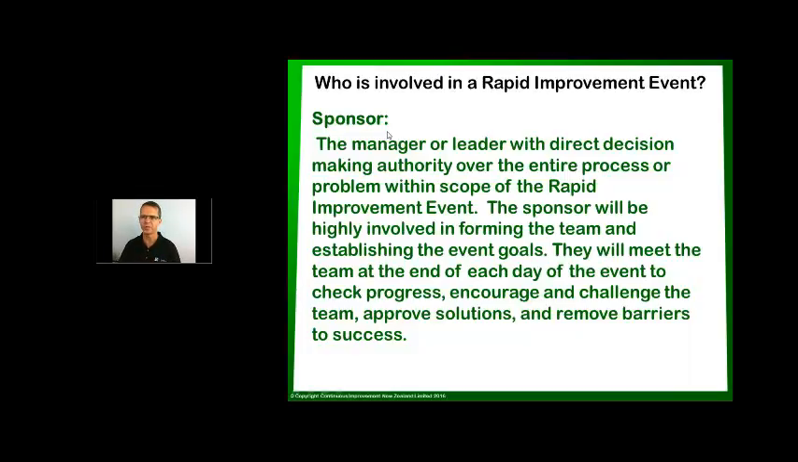They'll meet with the participants at least at the end of each day to check progress, give them some moral support, and challenge them a little bit further where that's needed, to approve solutions and to remove any barriers that are there to success. I love it when a sponsor comes in at the end of day 1 or day 2 and you raise some issues and they say, that's all right, I'll go away and speak to that person now and I'll make sure they're up here tomorrow morning to help you with that.